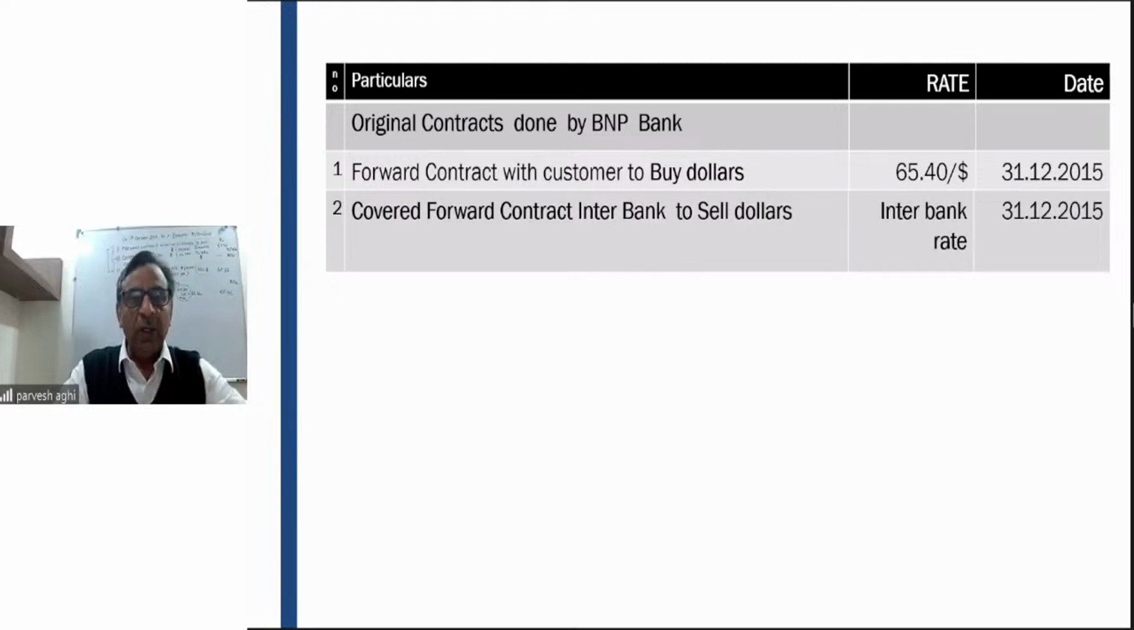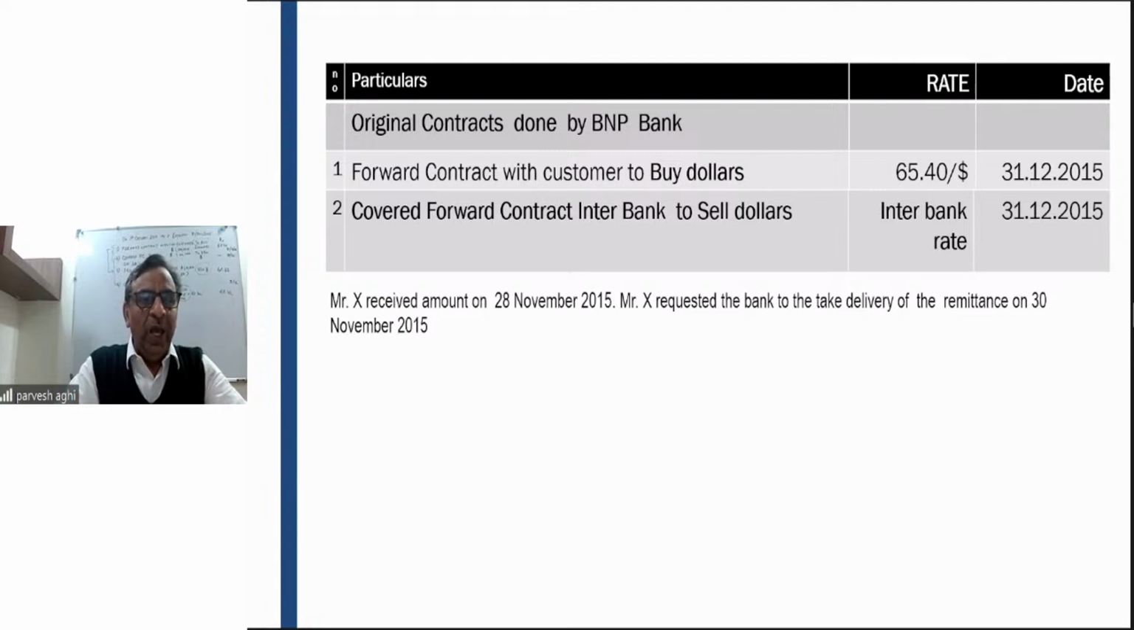Otherwise, if they keep the dollars and the dollar depreciates, then they're going to lose money. So they just close these positions immediately, or at the earliest, so that they don't have any exposure in the foreign currency themselves. So that's it. Now on X, received amount on 28th of November 2015.